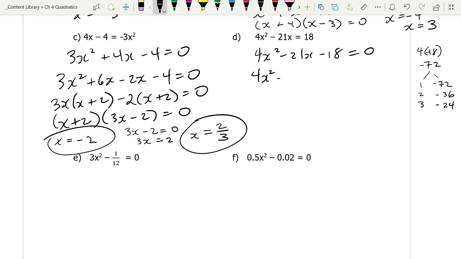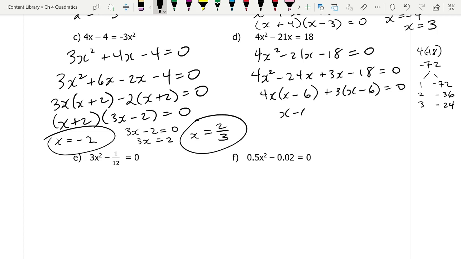So there we go. 4x squared minus 24x plus 3x minus 18 equals 0. Usually somebody asks, especially with the grade 10s, what if I put the plus 3x first? Would it matter? And the answer is no. Try it if you don't believe me, but it'll factor the same way. So take out a 4 and an x, and I get x minus 6. Take out a 3, and I get x minus 6. And then take out the x minus 6.